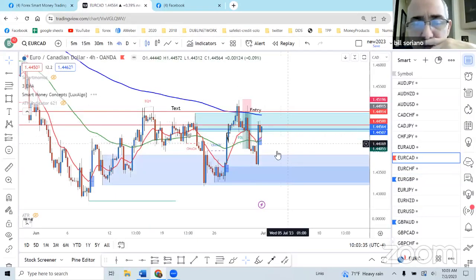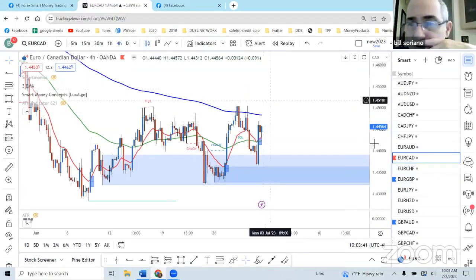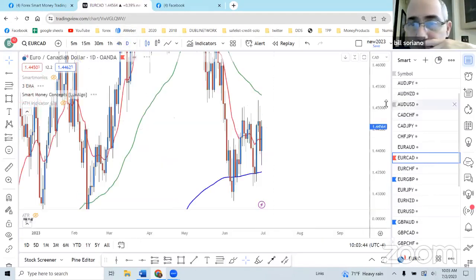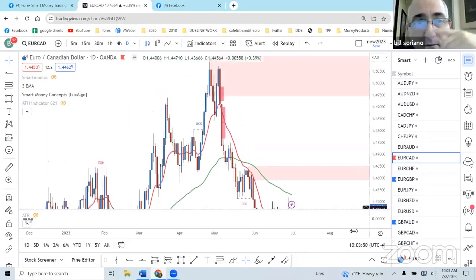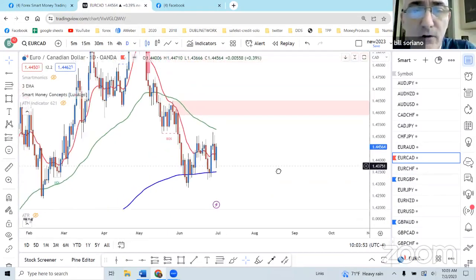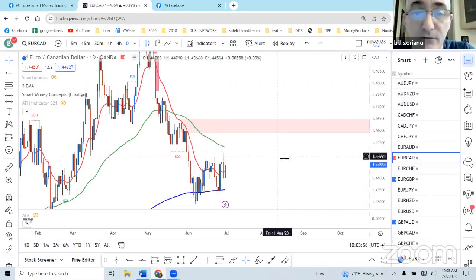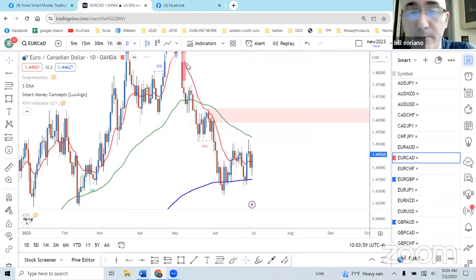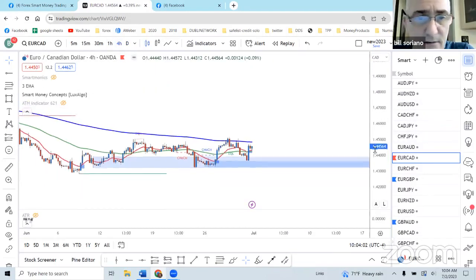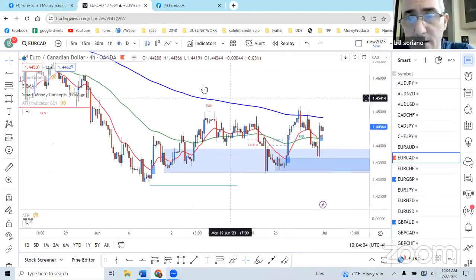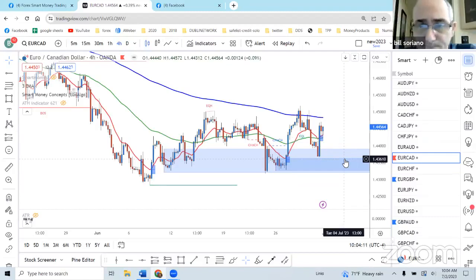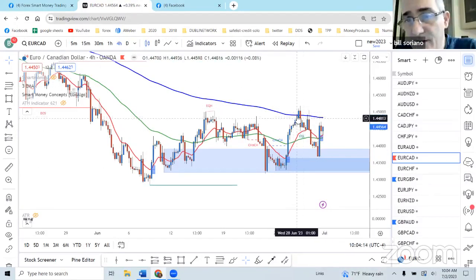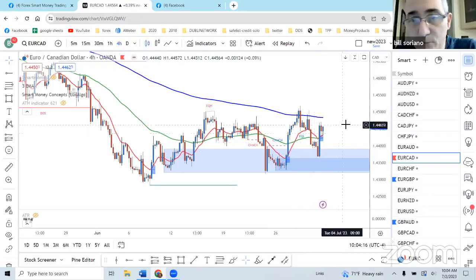EURCAD. This was one that we traded last week. I still have all the markups here. I'm just going to remove them real fast here so we can see what's going on now. Okay, so you see here on the daily how we have bearish order flow, even though price has rejected off the 200-day. We can see the order flow is definitely bearish, right? And if we look on the 4 hour, we can also see that we're bearish as well, as we have price bouncing off the 200-day on the 4 hour, right?